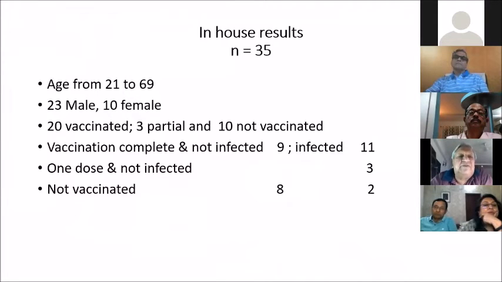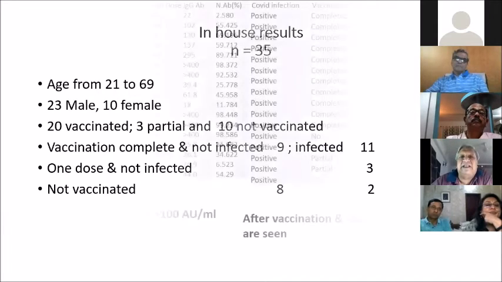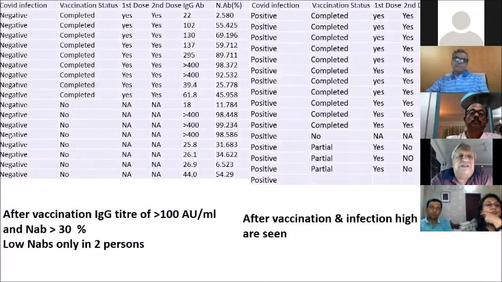Among those who got vaccination, 9 were not infected, but 11 were infected in the Delta wave, the second wave that we had. One dose and not infected were 3, not vaccinated and not infected were 8, and 2 were not vaccinated and infected. When we looked at the antibodies, we noticed that after vaccination, an IgG titer of more than 100 AU was seen, and neutralizing antibody was more than 30%, and low neutralizing antibody was present in 2.